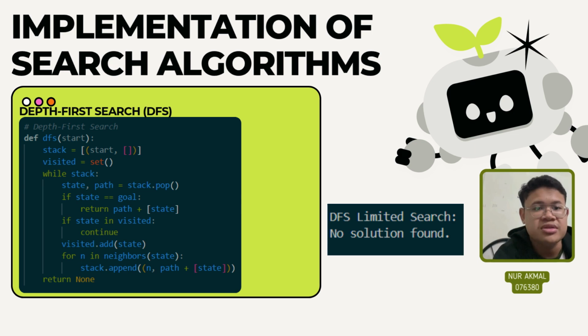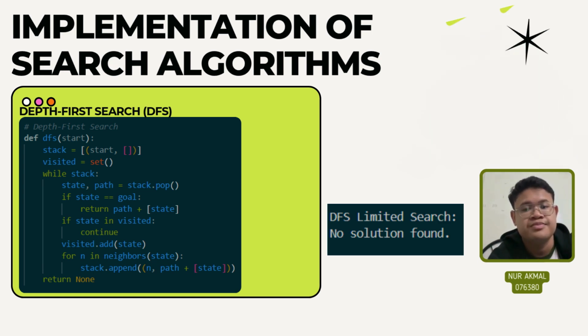If the tip exceeds the limit or state or is already visited, we skip it. Otherwise, we mark it as visited and push its neighbor onto the stack with the incremented depth. This method helps prevent infinite loops and control how deep the search goes.